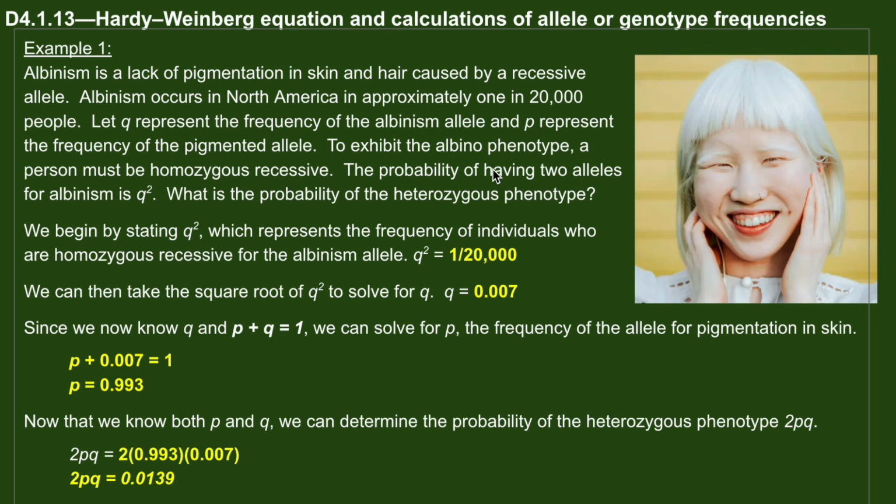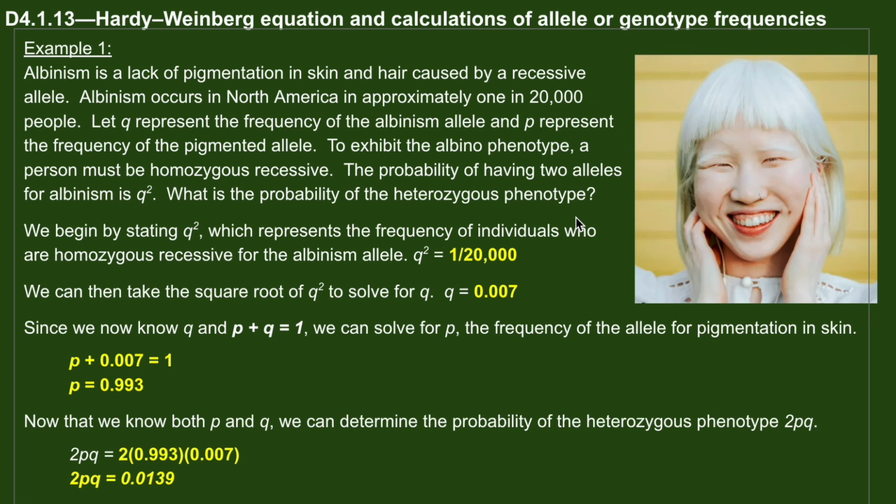Albinism is a lack of pigmentation in skin and hair caused by a recessive allele. Albinism occurs in North America in approximately 1 in 20,000 people. Let q represent the frequency of the albinism allele and p represent the frequency of the pigmented allele. To exhibit the albino phenotype, a person must be homozygous recessive. The probability of having 2 alleles for albinism is q squared. What is the probability of the heterozygous phenotype?